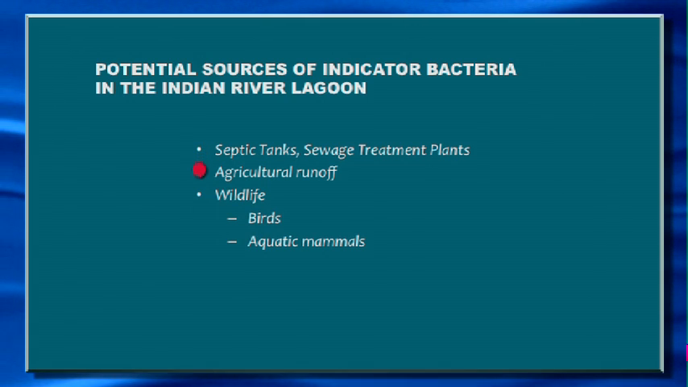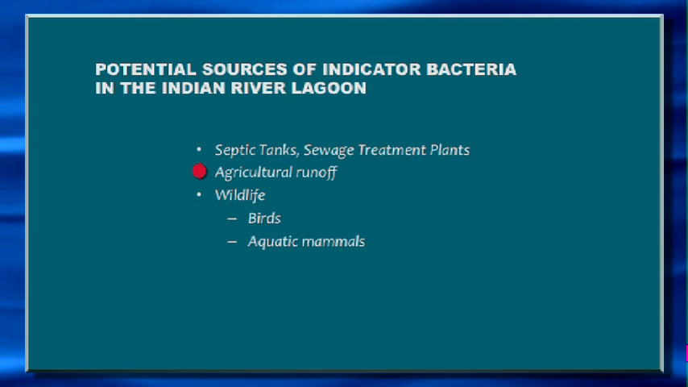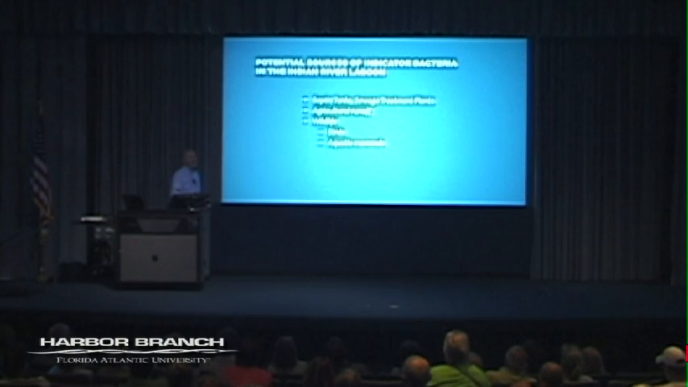But they could also be coming from agricultural runoff. We have a lot of farmlands just inland. Those farmlands, water washes down the canals straight into the river. So that's a potential source. We also have a lot of wildlife. We're very fortunate to have a lot of wildlife here. A lot of birds. Birds all have these bacteria associated with them as well, as do aquatic mammals. No one has determined how many enterococci or fecal coliforms a manatee has. But there's a lot of manatees out there.